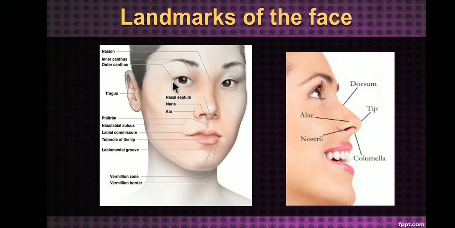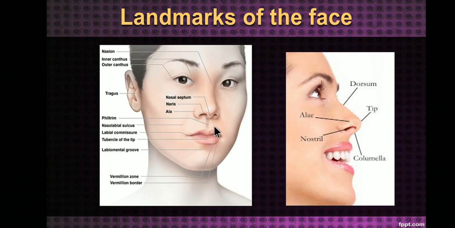Now, the eyelids are called as the palpebrae. The opening between the two palpebrae is called as the palpebral fissure. And the medial angle is called as the medial canthus, and this is called as the lateral canthus.